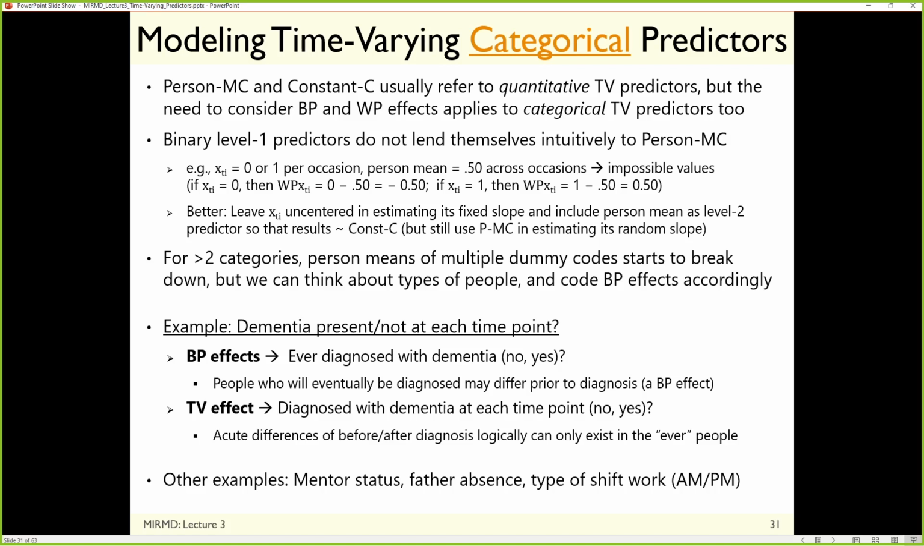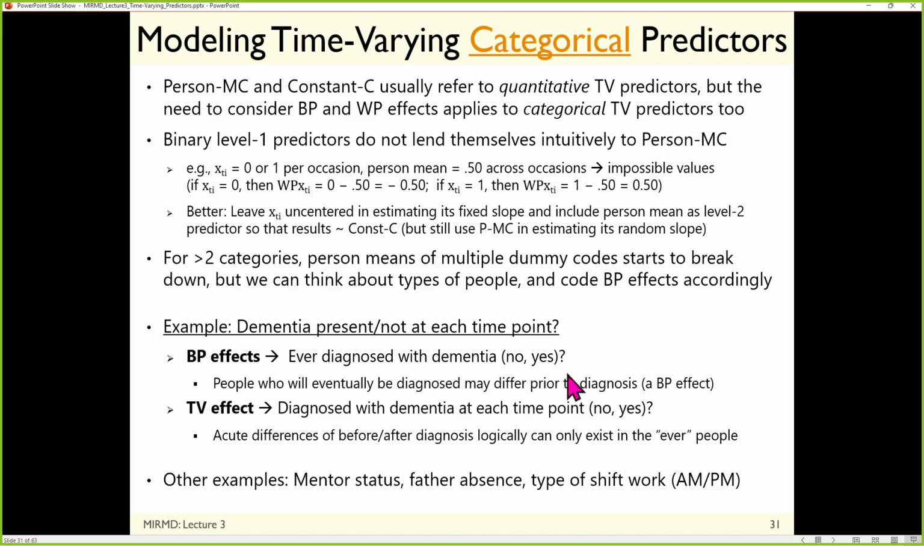And logically speaking, only the people who eventually get diagnosed have the potential to show within person before and after. The people who never have it can't contribute to the level 1 model because they're a constant. So then you can have potentially different growth curves as a function of eventual diagnosis or not, as well as potentially a step function for the occasions after they're diagnosed, that you can test the drop in intercept or the change in slope after that happens.